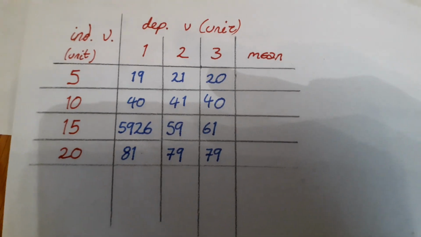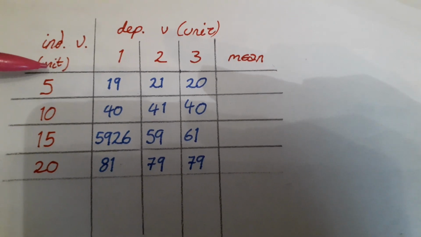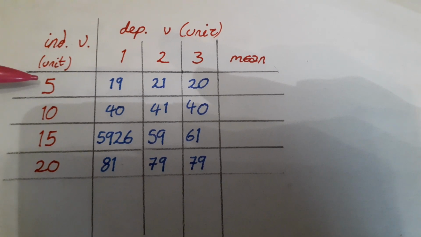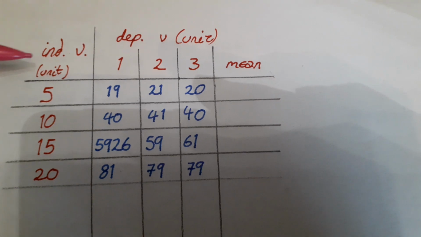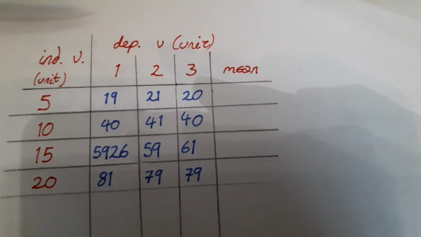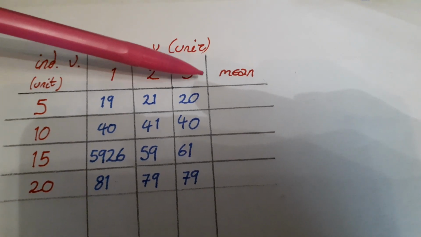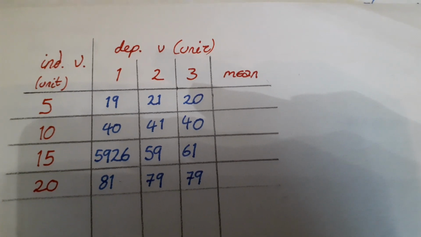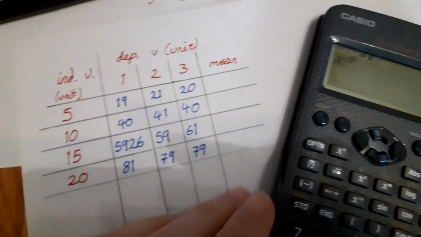Okay, so we're looking at these numbers. We've got whatever our independent variable is, and we've got whatever we measured it in. So this could maybe be, I don't know, distance in centimetres or something. Dependent variable is what we're measuring, and we always do at least 3 tests of it. And we're going to calculate a mean. Now, calculating the mean is nice and easy.